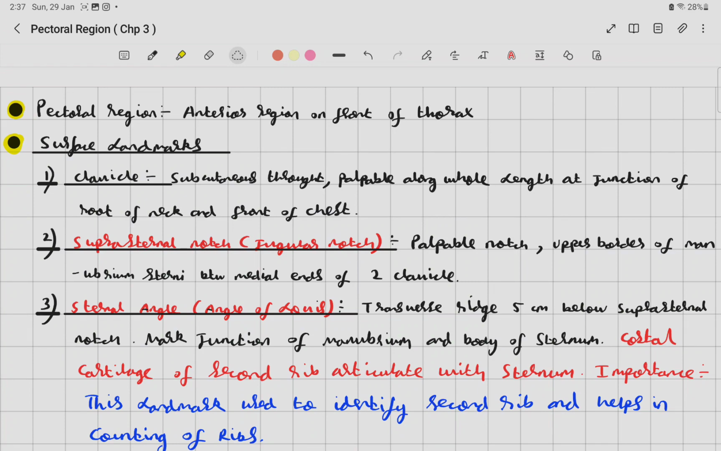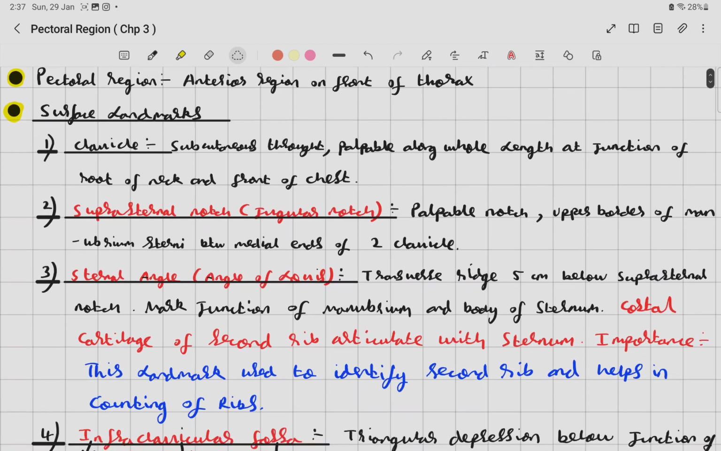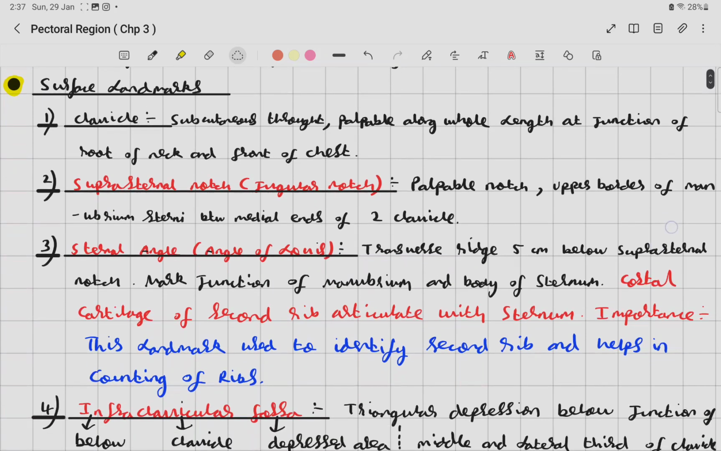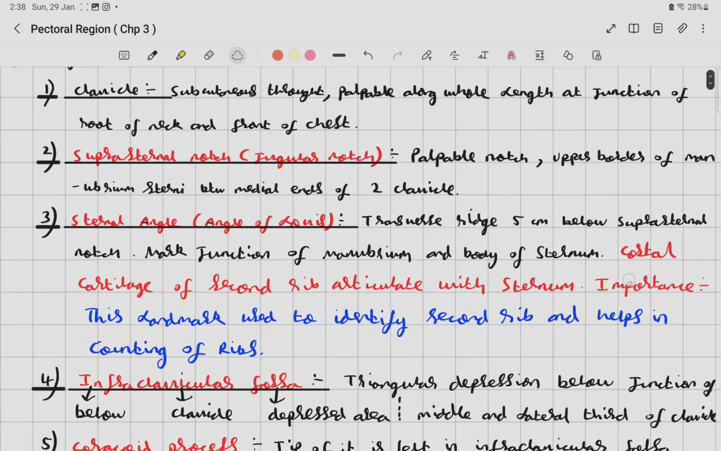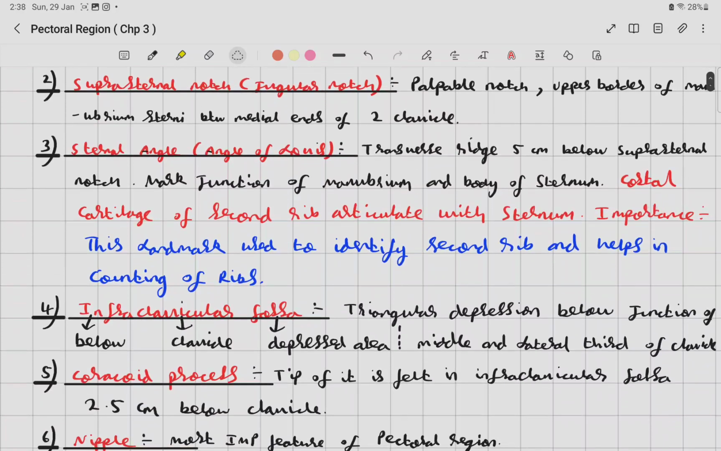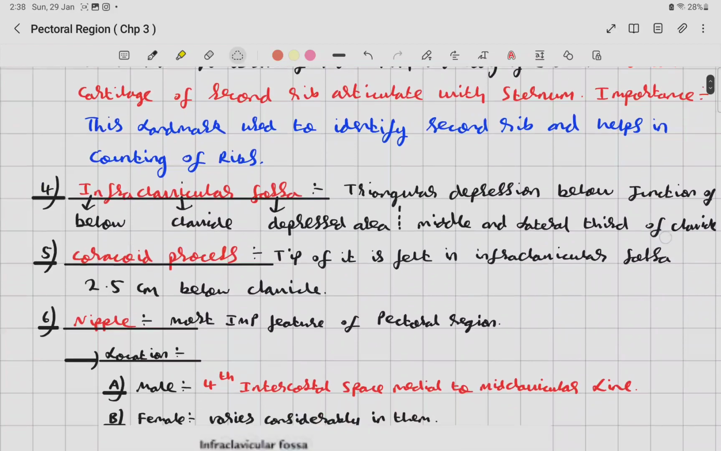The surface landmarks of the pectoral region are: number 1, clavicle; number 2, suprasternal notch, also called the jugular notch; number 3, sternal angle or angle of Louis; number 4, infraclavicular fossa; number 5, coracoid process; number 6, nipple.